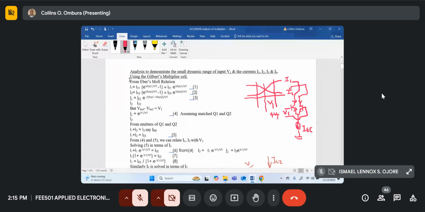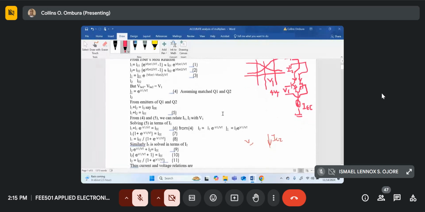So with this analysis over here to demonstrate the small dynamic range of V1 with respect to currents I1, I2, I3, I4, because remember we have got two differential amplifiers in parallel. The first one is transistor 1, transistor 2. The second one is transistor 3, transistor 4. So this is just analysis to show that this dynamic range for the signal V1 is very small. At 4 VT, at small VT, the current has transferred from one transistor to the other. And the analysis is shown over here.